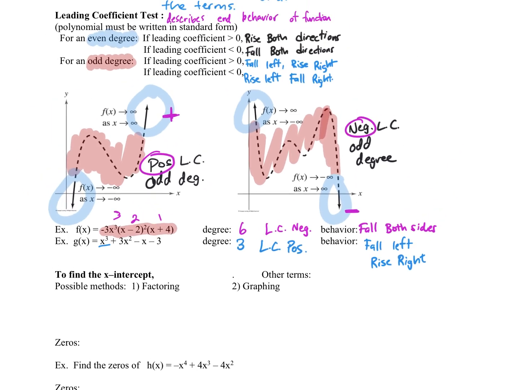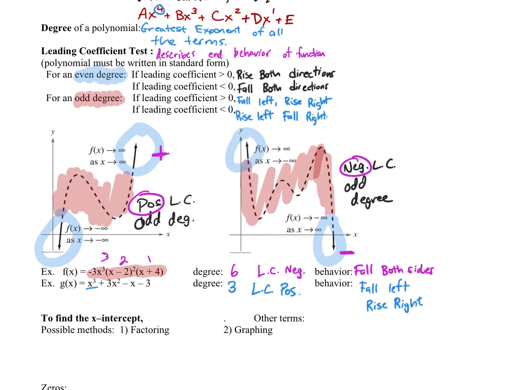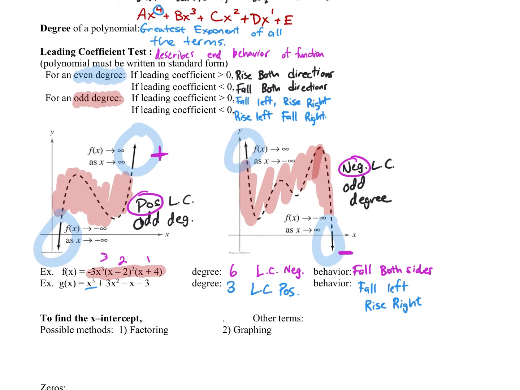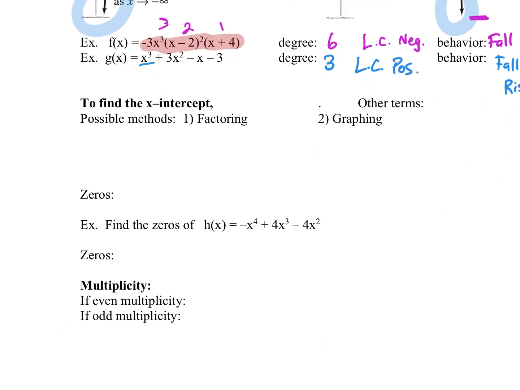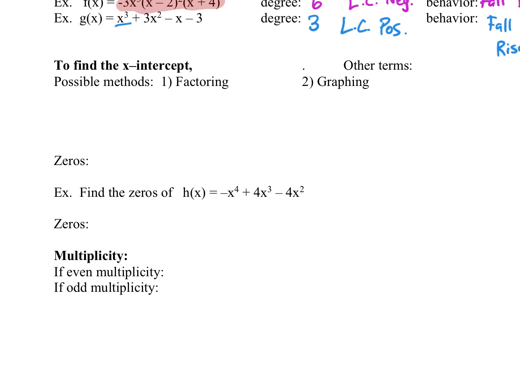So the lead coefficient test, we need to know, is the lead coefficient positive or negative, and is the degree even or odd? If we know each of those two pieces of information, we can describe the end behavior of any polynomial. Let's keep talking here about x-intercepts. So we're going to kind of fill in some blanks as we go here.